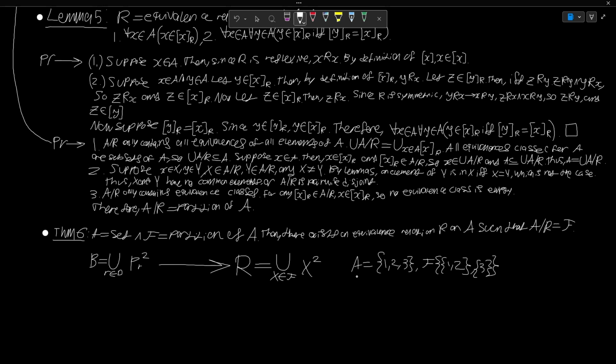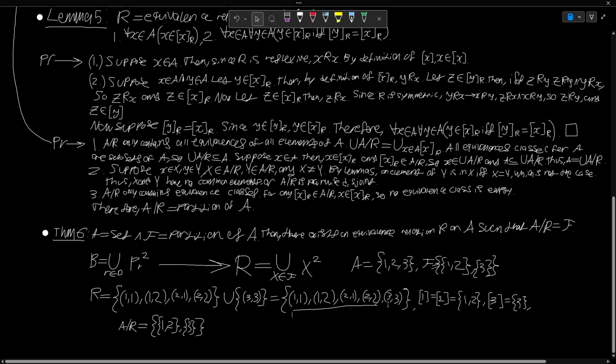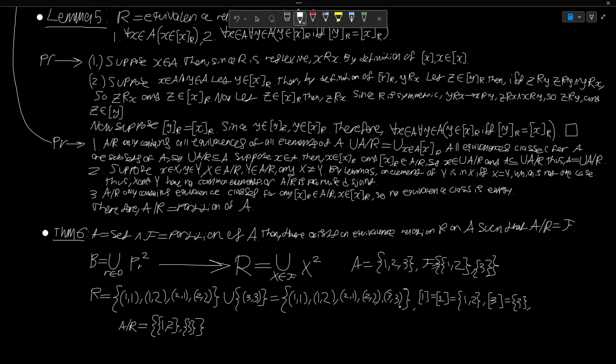So for example, if we let A be the set of 1, 2, 3, and I forgot to put an equal sign here for some reason, and let F be this set, and compute R using this, we find that R is this, and the class of 1 is equal to the class of 2, which is the set of 1, 2, as you can see by these four. And the class of 3 is only the set of 3, because 3 is only paired with 3 here. So the set of all equivalence classes are the set of 1, 2, and the set of 3, which is precisely what F is.